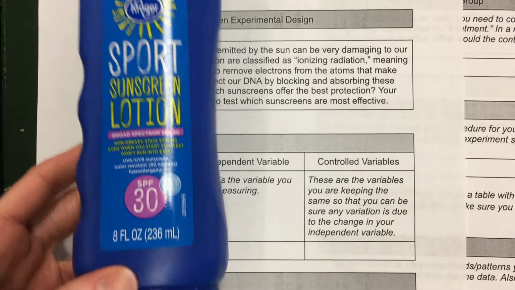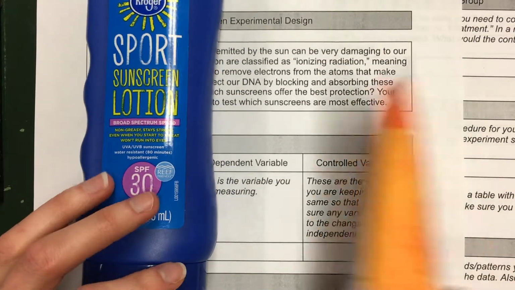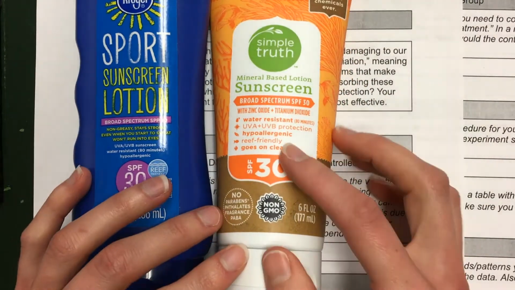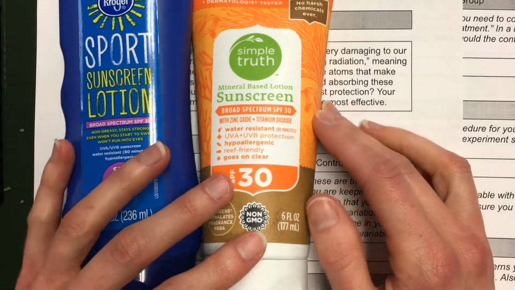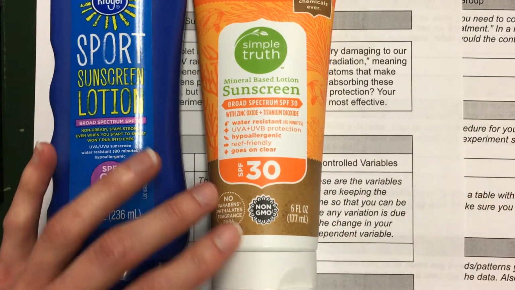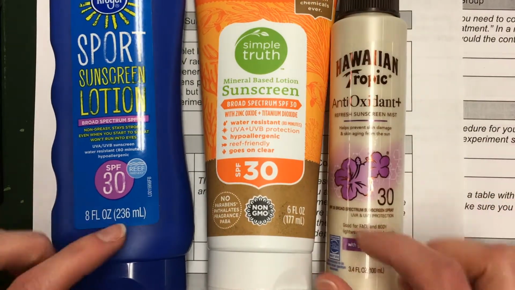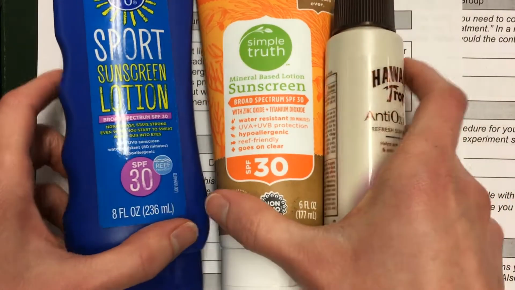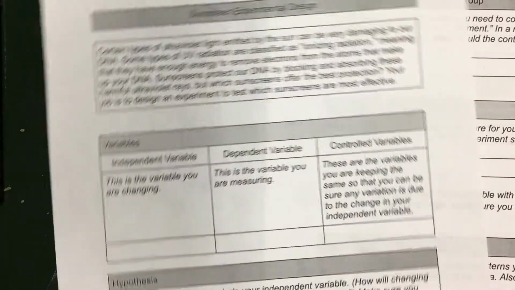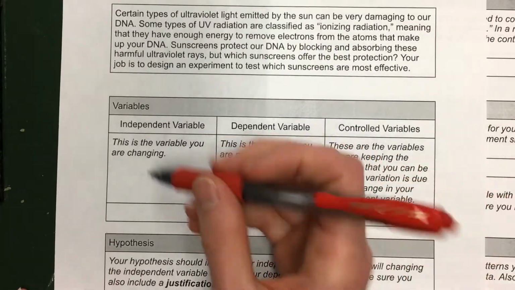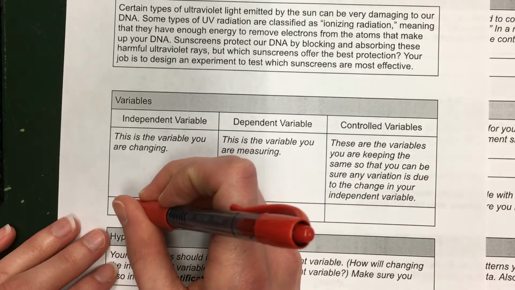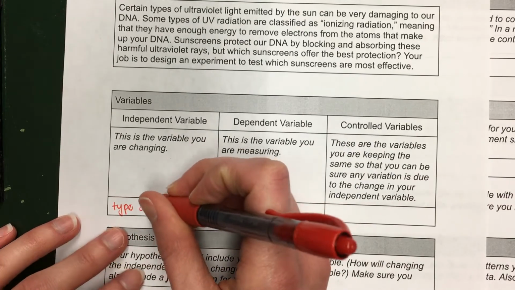First of all, I have a couple of sunscreens we can test. I've got this Smith's store brand SPF 30. This is also a Smith's store brand, but it's like a fancier, healthier sunscreen supposedly. And this is like a spray-on sunscreen. So they're all SPF 30, but they all have different ingredients. So we're going to just test those different types of sunscreen. So the independent variable, what we're changing, is going to be the type of sunscreen.